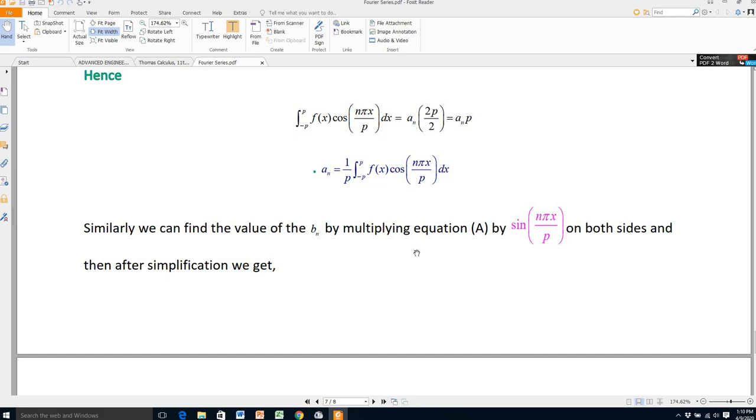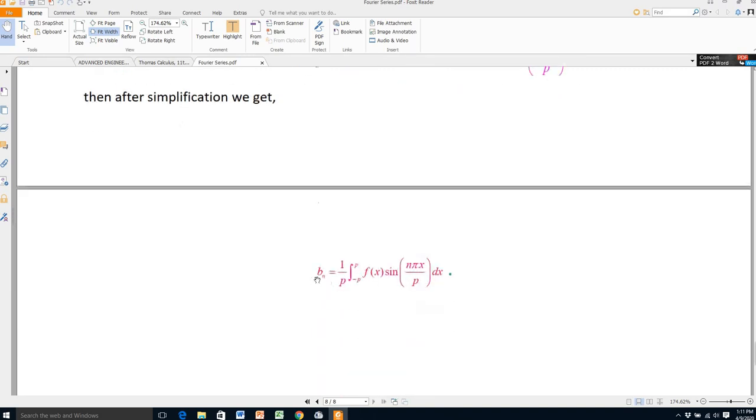Similarly, we find the value of b n by multiplying equation a by sine n pi x over p on both sides, in the same fashion as you did in finding the value of a n. At that time you multiplied both sides by cos n pi x over p. Now we multiply both sides by sine n pi x over p to find this coefficient b n. In the same way you get b n is equal to 1 over p times the integral from minus p to p of f of x sine n pi x over p dx.